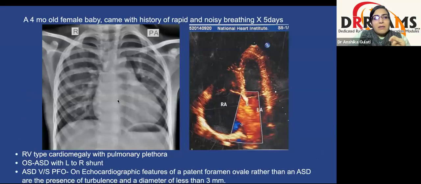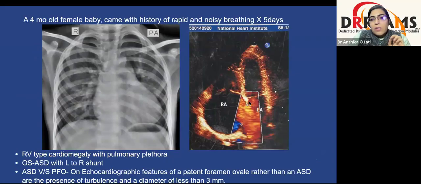This was a case that came to us, a 4-month-old baby. If you see, the cardiac size is definitely enlarged. We discussed the cardiothoracic ratio last time, and this is RV type of cardiomegaly because the apex is pointing upwards, and there is pulmonary plethora, the increased vascularity in the lungs.